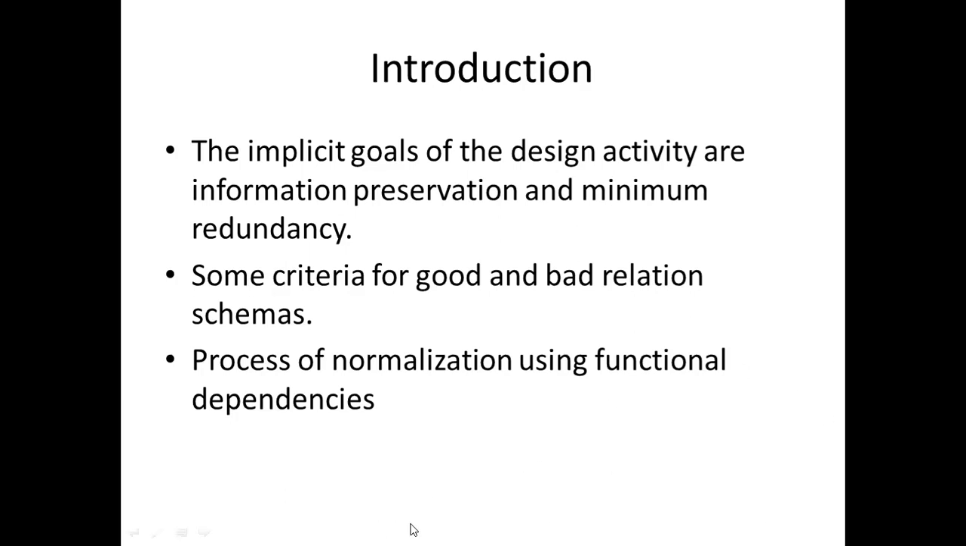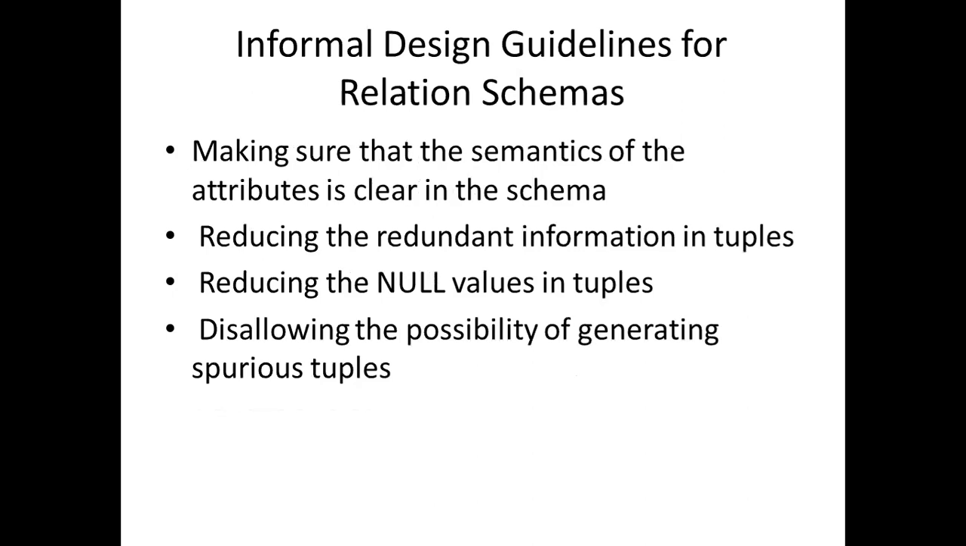And the next is some criteria for designing a good database, and how to overcome the designing of a bad database. Next, the process of normalization using functional dependencies. If you are applying the normalization process, how to use the functional dependencies in order to design a good database. So these are the 4 informal guidelines or measures that should be considered while designing a good database. The main important task in order to design a good database is applying the normalization process.